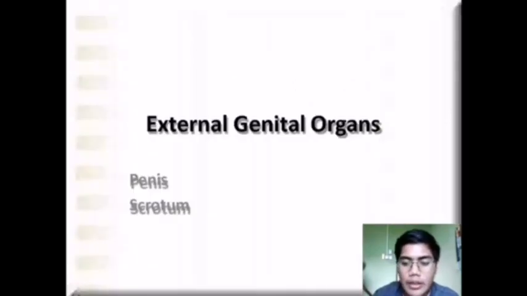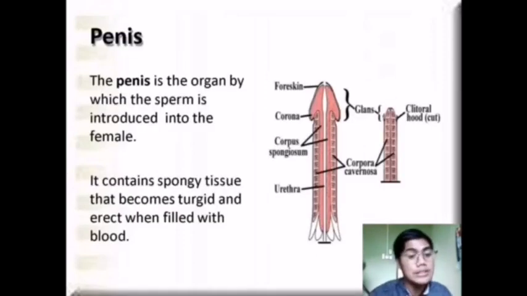Okay, the external genital organs are the penis and the scrotum. Firstly, the penis. The penis is the organ by which the sperm is introduced into the female. So this is the last station of the male reproductive system, then it goes to the female reproductive system. It contains spongy tissues that become turgid, or hard, and erect when filled with blood.